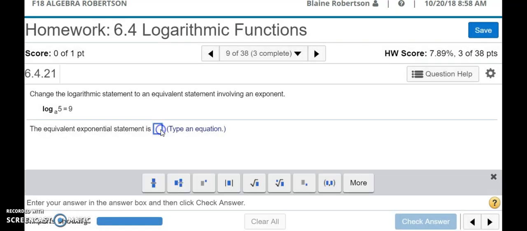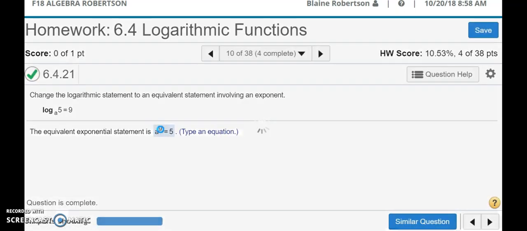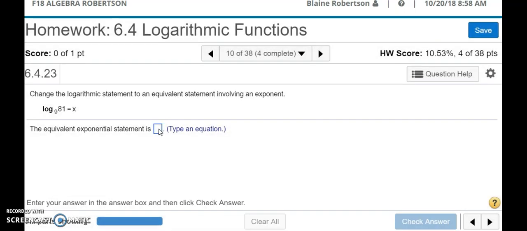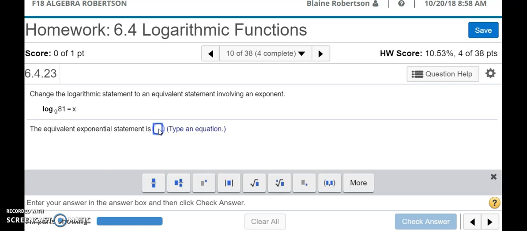Number 9, our base is a raised to the 9th power equals 5. Number 10, our base is 9, our exponent is x, and the value is 81.